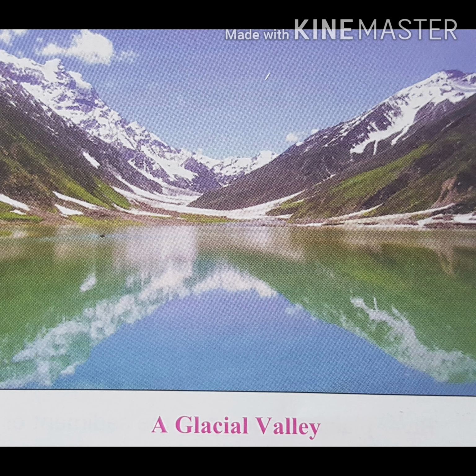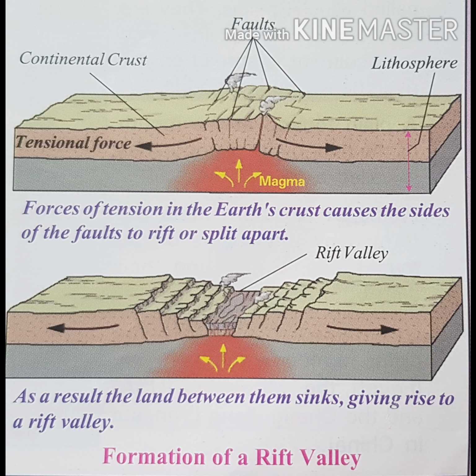Next is formation of rift valley. Do you know what is a rift valley? A rift valley is a lowland region formed by the interaction of the Earth's tectonic plates. A rift valley forms where the Earth's crust is spreading or splitting apart.